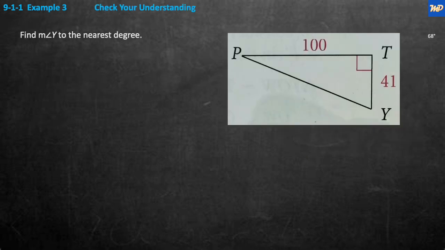Example 3, check your understanding. It says, find the measure of angle y to the nearest degree. They give us a picture here, and we're looking for the inverse tangent, correct? The reason we say inverse tangent is that we have the numbers, and we want to know the measure of angle y.